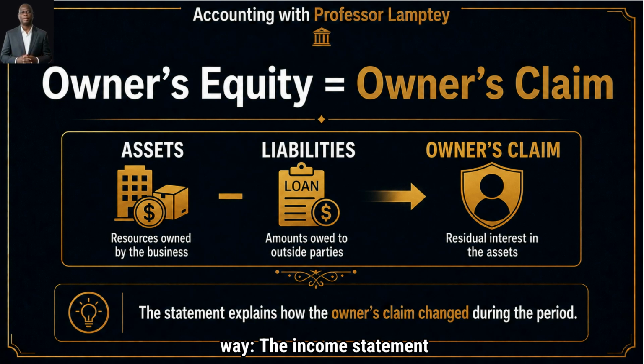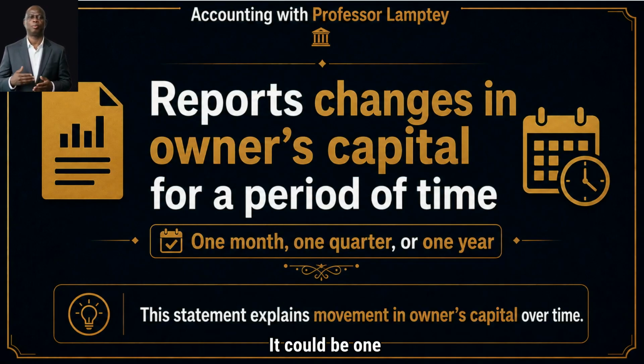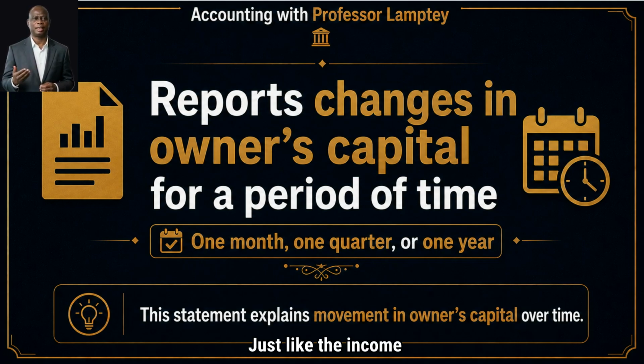Think of it this way. The income statement tells us performance. The statement of owner's equity tells us how that performance affected ownership. The statement of owner's equity reports changes in the owner's capital account for a specific period of time. That period could be 1 month, it could be 1 quarter, or it could be 1 year. Just like the income statement, this statement covers a period of time.